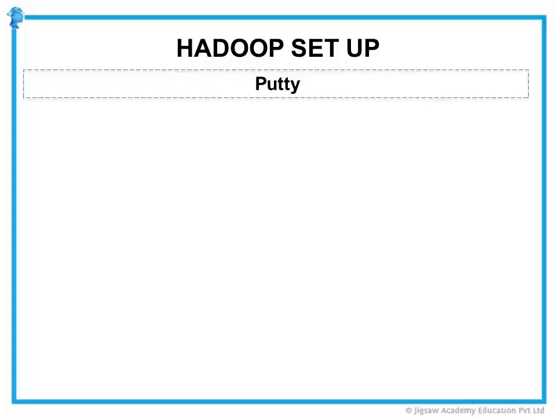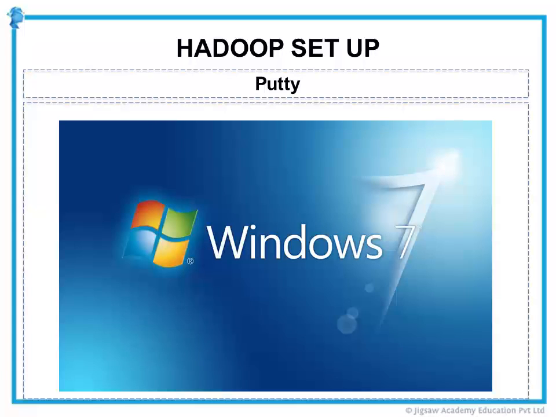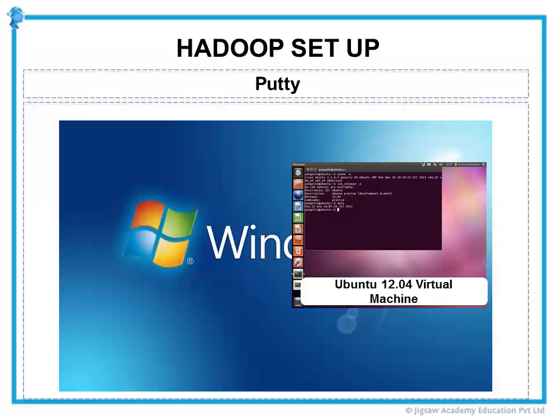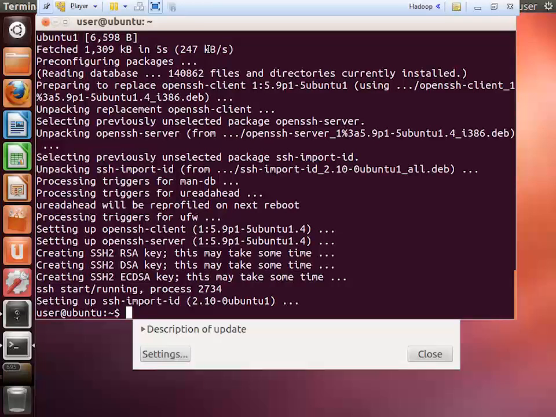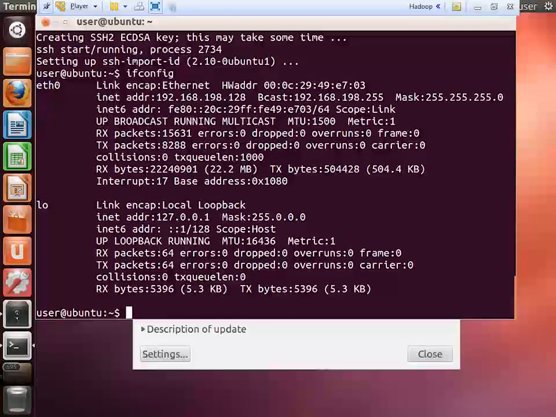For our class, we have a Windows operating system which has an Ubuntu Linux virtual machine configured on top of it. We will now connect to our Linux virtual machine using PuTTY. So now, in order to connect to my virtual machine using PuTTY, I need either the IP address or the host name of the virtual machine. To get the IP address of the virtual machine, type the below command. What you see here is the IP address of my virtual machine.